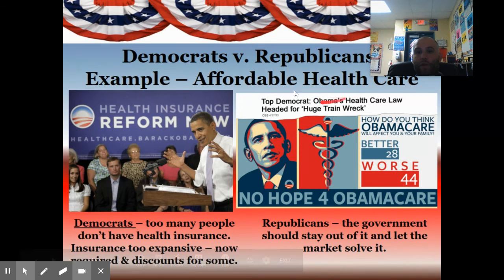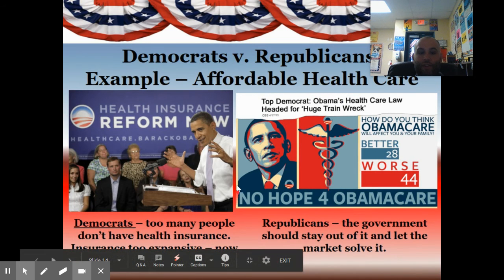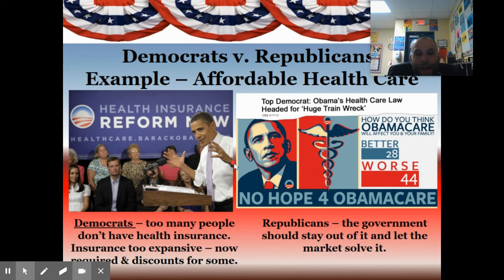We look at the Affordable Health Care Act. Democrats said too many people don't have health insurance. Insurance is too expensive. This is very bad. So we should create a big government program that provides health care to those that can't afford it. Republicans say this is bad. Republicans are for less government, and they don't like big government programs, and that people should work hard and pay for their own insurance.